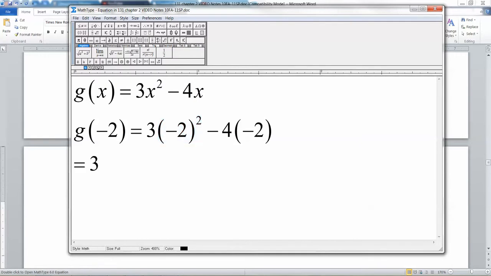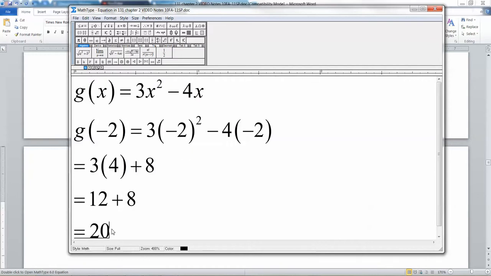So it's 3 times 4 plus 8. Now, where am I getting the 4 from? Negative 2 times negative 2 is positive 4, because when you square a negative like that, you turn it positive. So this is 12 plus 8, which is 20. There you go.